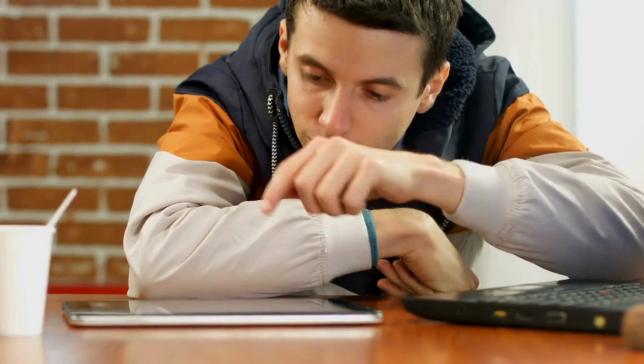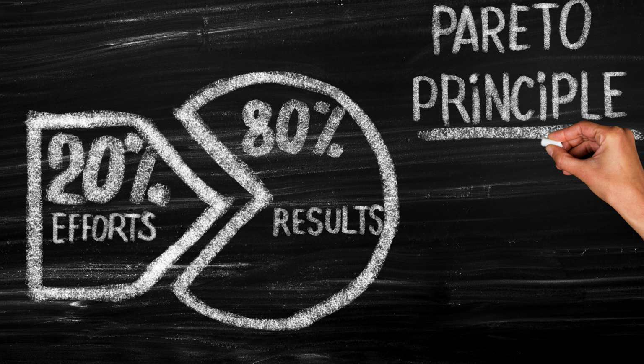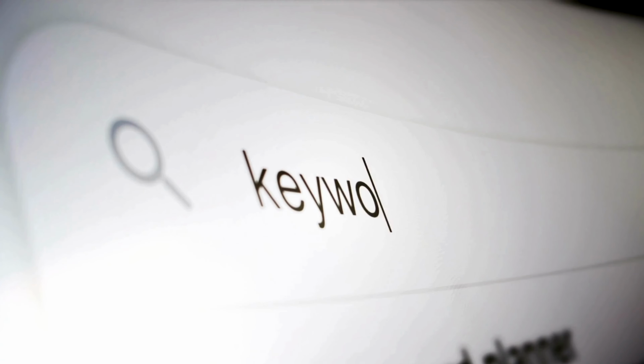Are your students stuck wasting time on things that barely move the needle? Here's the truth. Just 20% of their effort gets them 80% of their progress. And with AI, you can finally spot that magic 20% fast. In this video, I'll show you how to use the 80-20 rule and AI tools like ChatGPT and NotebookLM to cut through the noise, save time, and help your students focus on what actually works.